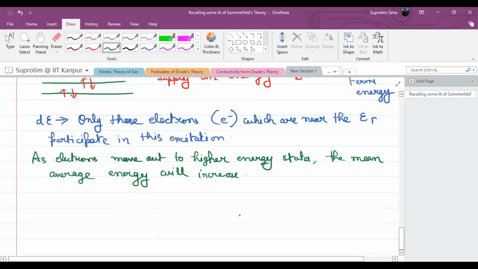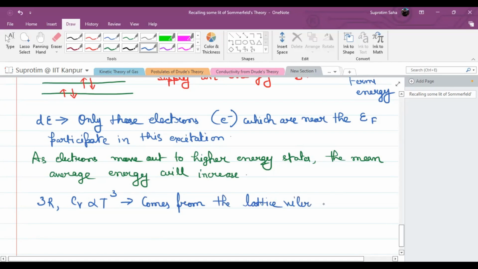Till now, what we have learned about the 3/2R, those 3R, and the CV specifically proportional to T cubed, that all comes from the lattice vibration consideration. Now to look at the contribution of the electrons to the specific heat, you have to go down to even very low temperatures. So all right.